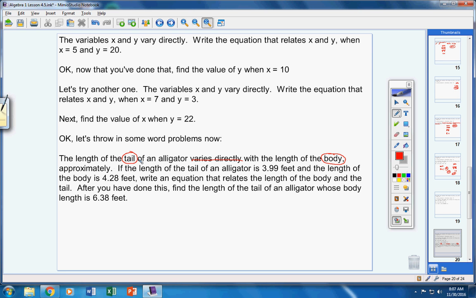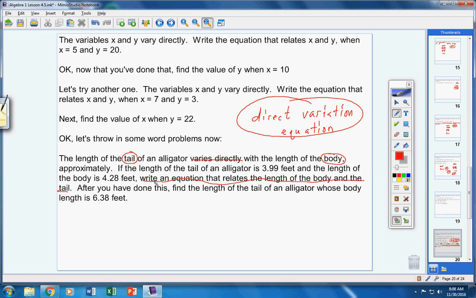But as soon as you see that something varies directly with something, you know right away you're dealing with a direct variation equation. Do you understand me? You should see that right away as soon as you see the words something varies directly with something, you know you're dealing with a direct variation equation. If the length of the tail of an alligator is 3.99 feet and the body is 4.28 feet, write an, oh, look at this. Look what it says. Write an equation that relates the what? The body and the tail.